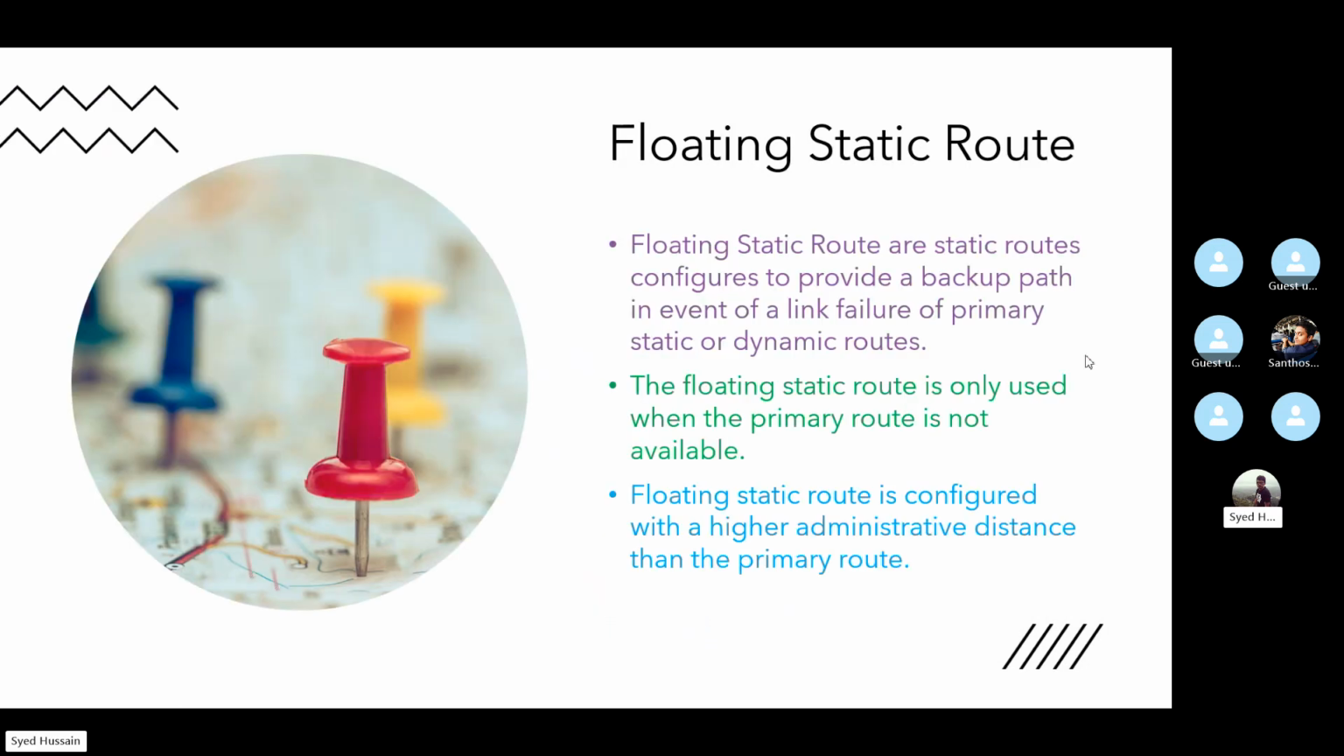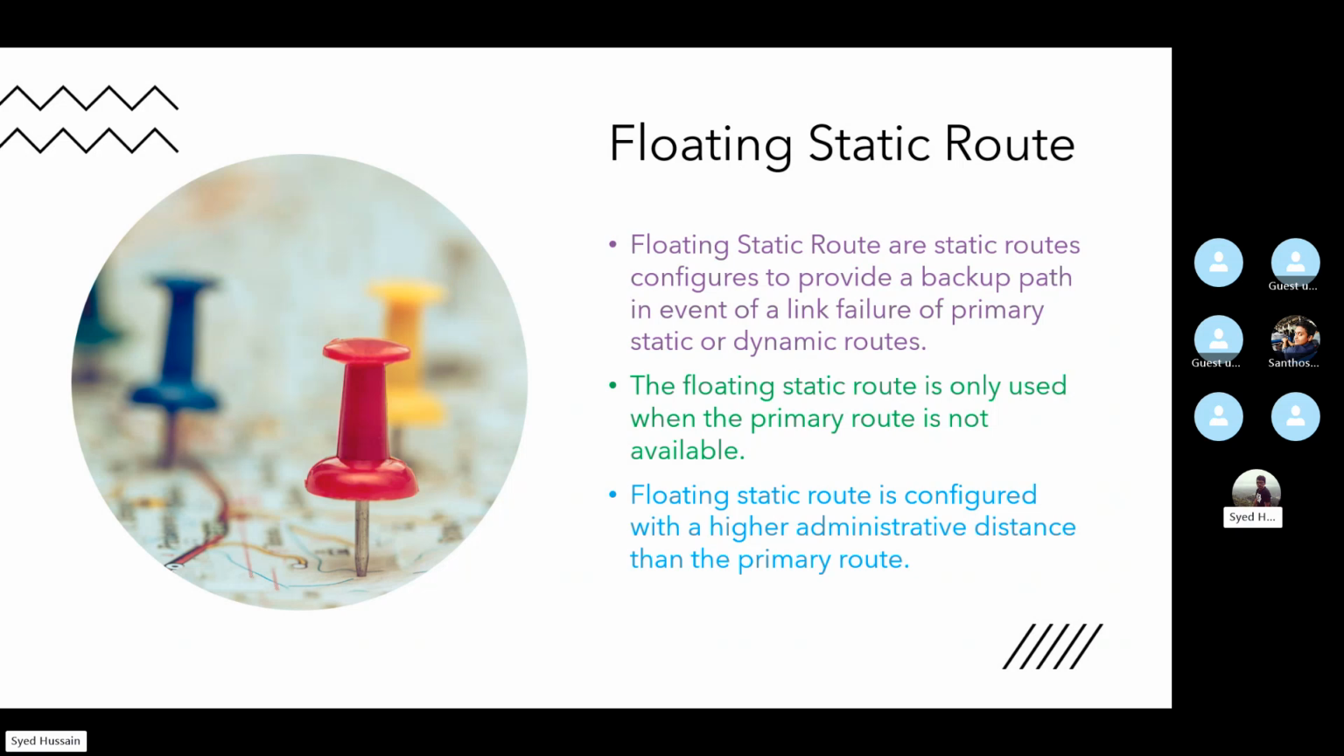First of all, what is a floating static route? A floating static route is configured to provide a backup path in the event of link failure of a primary static or dynamic route. Whether the primary is static or dynamic, we provide a backup route. The floating static route is only used when the primary route is not available. If one link is down, the other link will work as active, as the primary path.